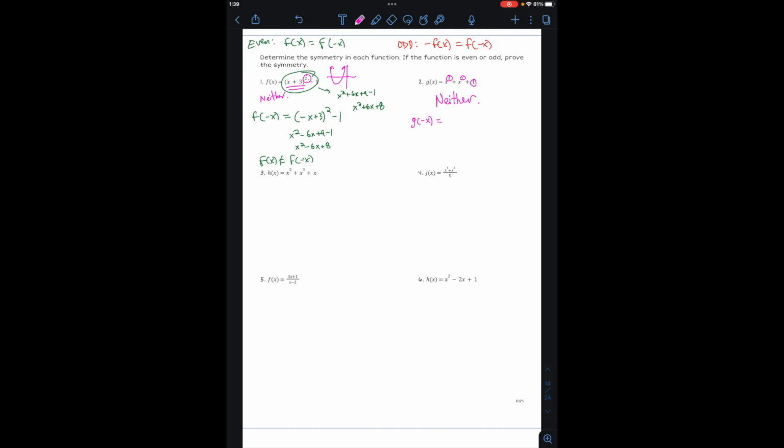So g of negative x is going to give us negative x cubed plus negative x squared plus 1, which is going to be negative x cubed plus x squared plus 1. So already that's failing the even test, so not even, because g of x did not equal g of negative x. Then we can try our other one, odd, so negative g of x is equal to negative x cubed plus x squared plus 1. Negative g of x equals negative x cubed minus x squared minus 1. But that is not the same as this, so it's also not odd.